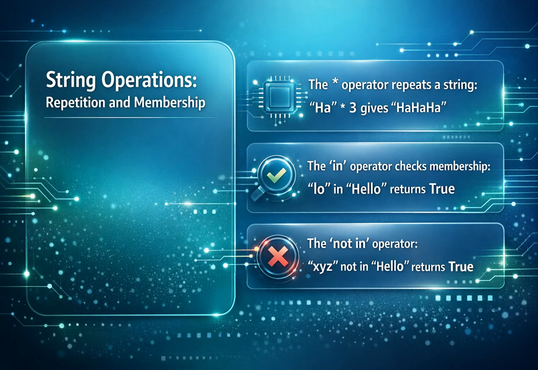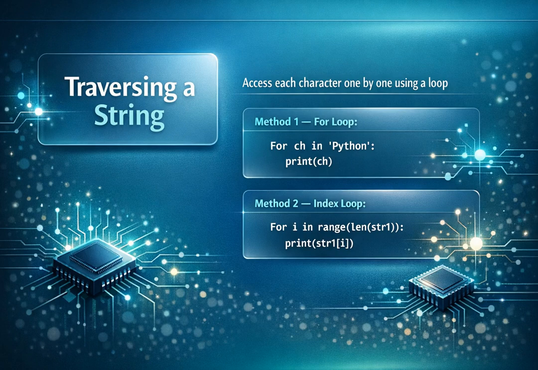The in operator checks if one string is a substring of another. The string "el" in "hello" returns True. The not in operator does the opposite check. To traverse a string means to process each character one at a time. The simplest way is a for loop. For ch in the string "Python", the loop variable ch takes the value P, then y, then t, and so on, each iteration. You can also use range and len to traverse by index.